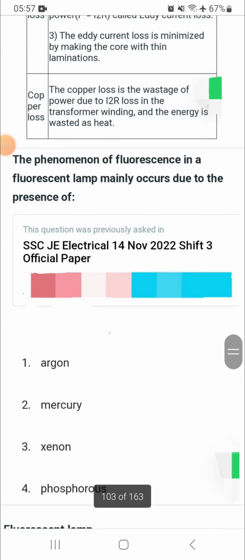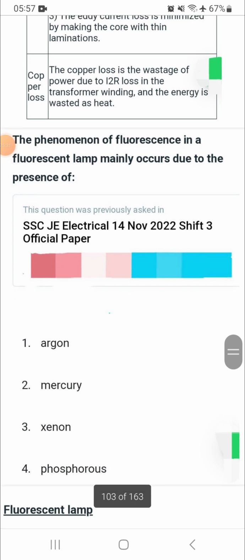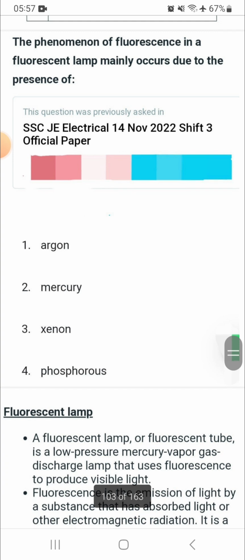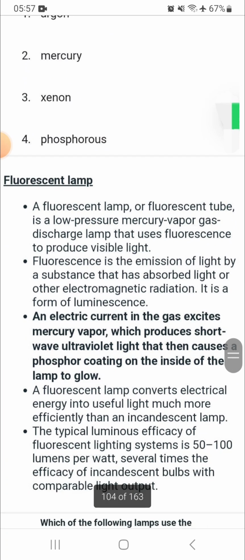Next, the phenomenon of fluorescence in the fluorescent lamp mainly occurs due to the presence of argon, mercury, xenon and phosphorus. So what is the answer? That is option D, phosphorus is the answer. An electric current in the gas excites the mercury vapor, which produces short wave ultraviolet light that then causes the phosphorus coating on the inside of the lamp to glow.